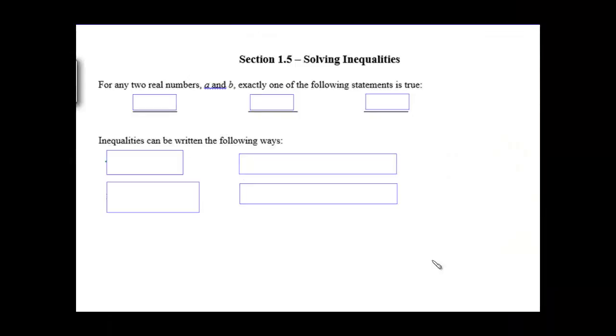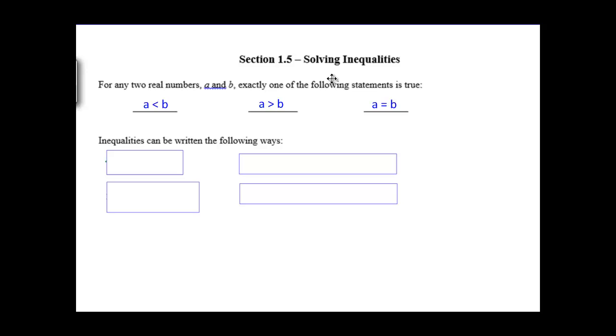Section 1.5, Solving Inequalities. For any two real numbers A and B, in other words, if A and B are just numbers, exactly one of the following statements is true. What can we say? Well, we can say that A is greater than B. We can say that A is less than B. Or we can say that A is equal to B.